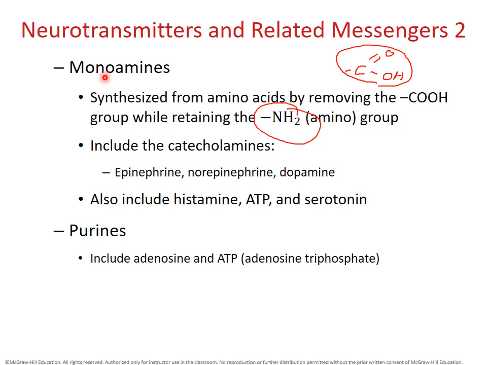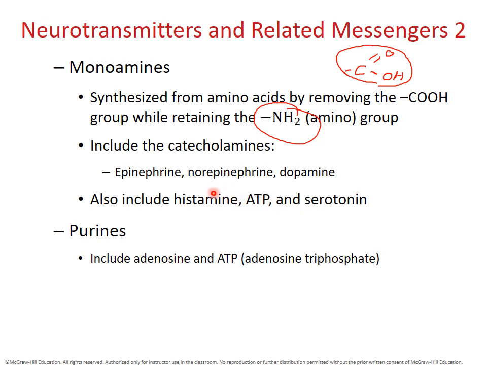There are other types of monoamines in the body that also function as neurotransmitters, surprisingly. Histamine, which we often associate with inflammation. It's an inflammatory chemical, but it can serve a neurotransmitter function in the central nervous system. ATP, which we think of as an energy fuel source, can also function as a neurotransmitter. And serotonin, which is also a neurotransmitter in the brain that seems to be associated with mood and some basic emotions.